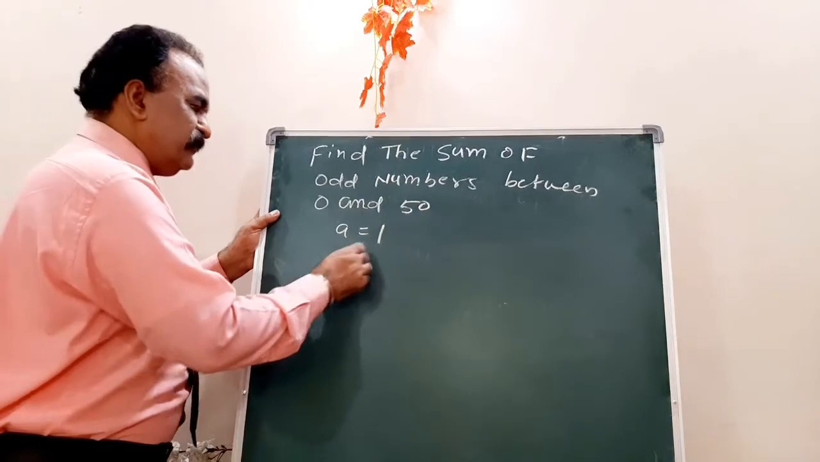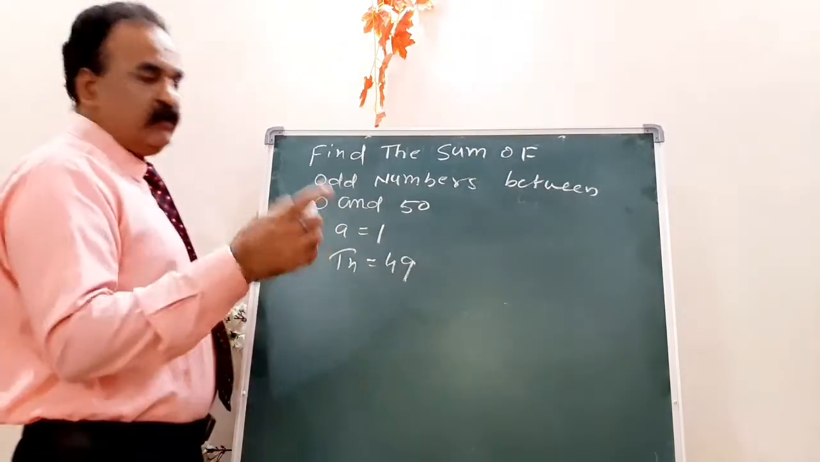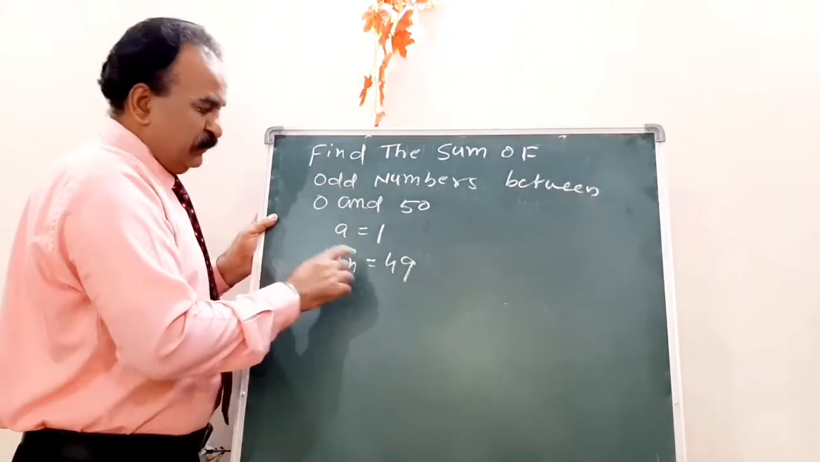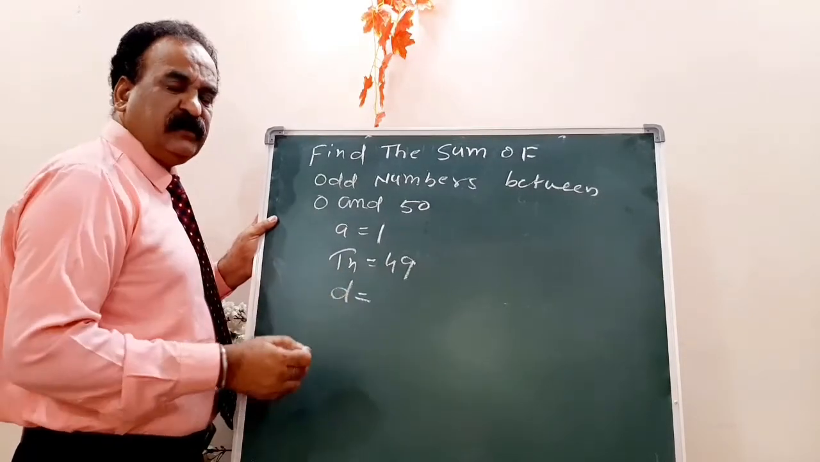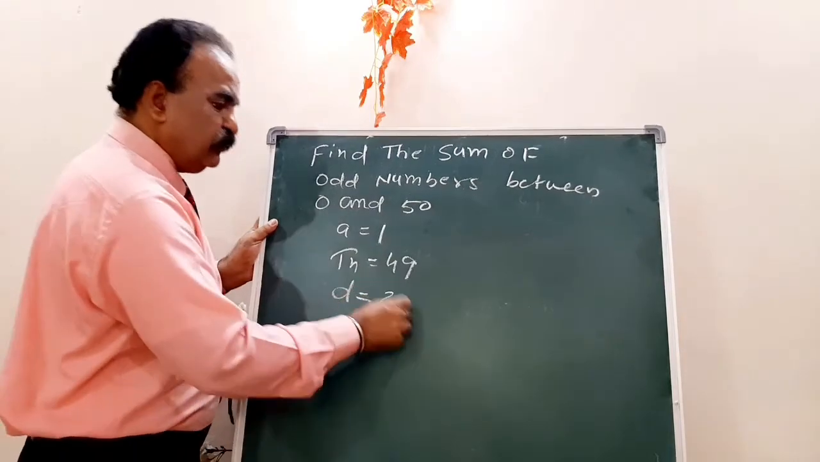So Tn means last number. Tn is equal to 49. Because we want to find between 0 and 50. We have to find between 0 and 50, so last term will be 49. Common difference d is equal to, the second term will be 3, the common difference will be 2.